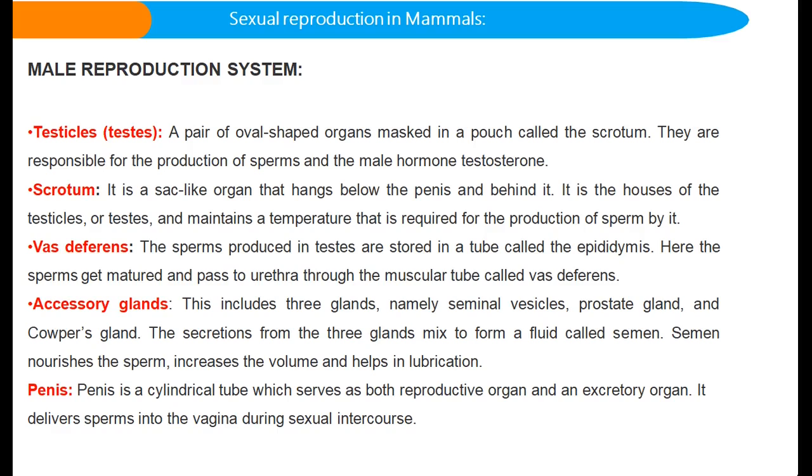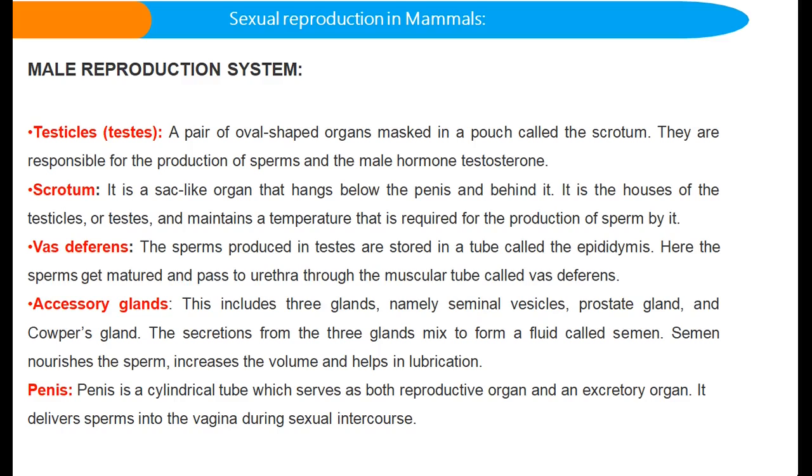Accessory glands. These include three glands, namely seminal vesicles, prostate gland and Cowper's gland. These are the three glands associated with male reproductive system. And the secretions of these three glands mix to form a fluid called semen, a white gelatinous liquid. Semen nourishes the sperm, increases the volume and helps in lubrication.